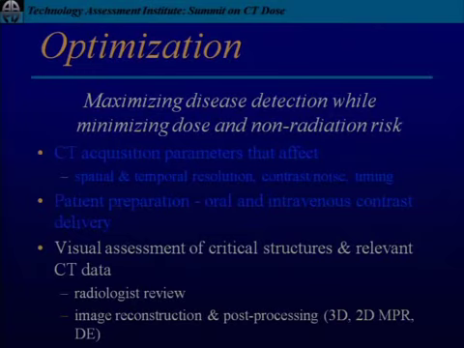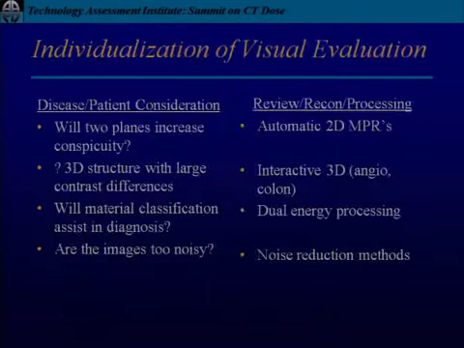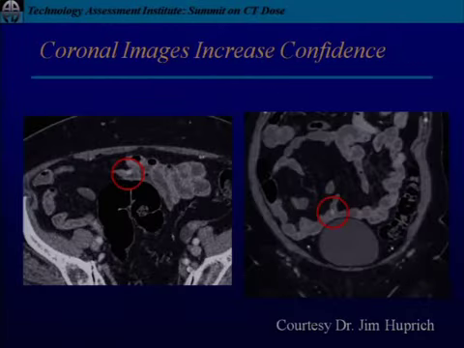Visual assessment of critical structures and relevant CT data. So we want to think about, will 2 planes increase the conspicuity? We're going to use automatic 2D multiplanar renderings. Is there a 3-dimensional structure with large contrast differences, like a vessel, something we want to see? We're going to do some 3D renderings. Will material classification assist in the diagnosis? And are the images too noisy? There are things that we can employ for all of those.